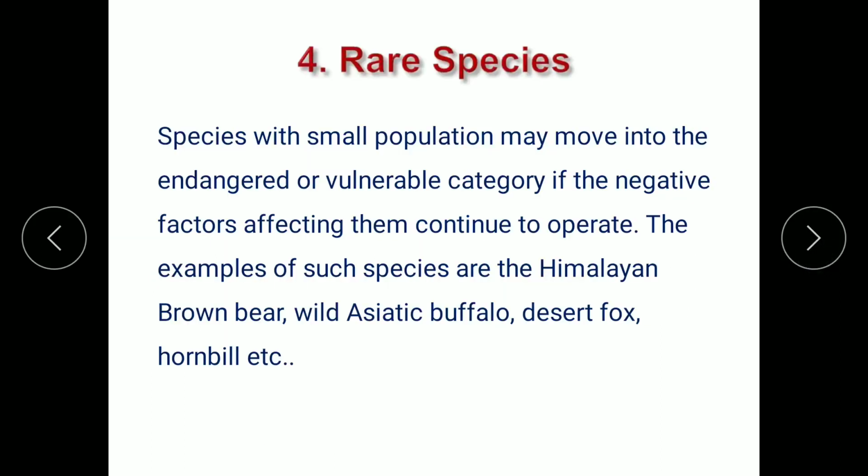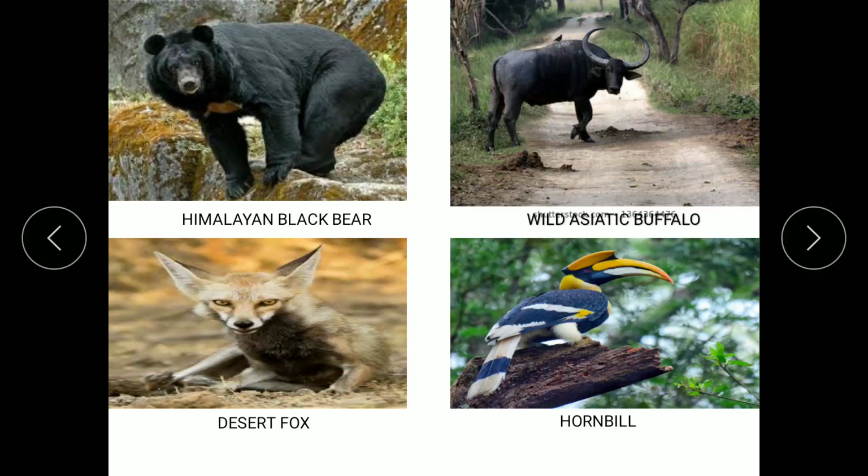Next, the rare species. Species with a small population could move into the endangered or vulnerable category. These rare species are not found everywhere, and their population is very small. If they are not given proper care, they may be lost. In Kerala, one community has only 17 members. If proper care is not taken, that community will be extinct one day. Here you see the Himalayan brown bear, wild Asiatic buffalo, desert fox and hornbill. These belong to this category.